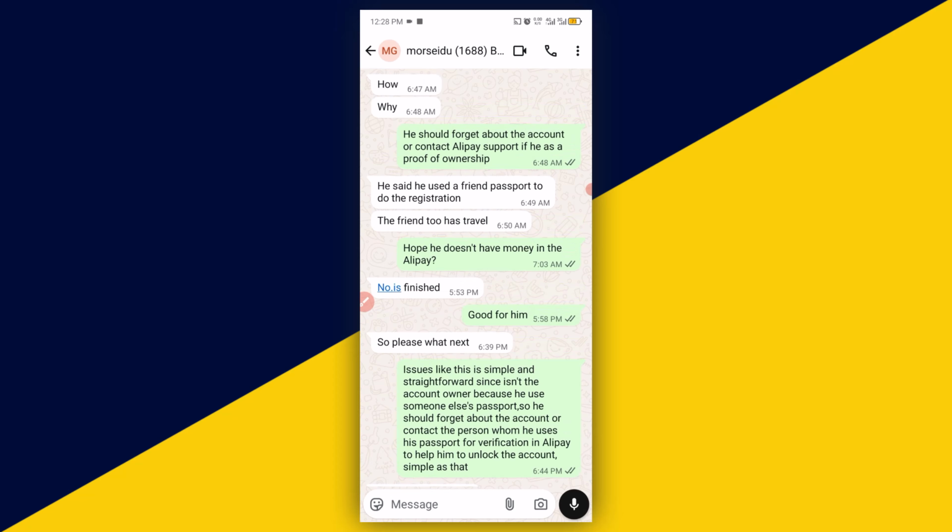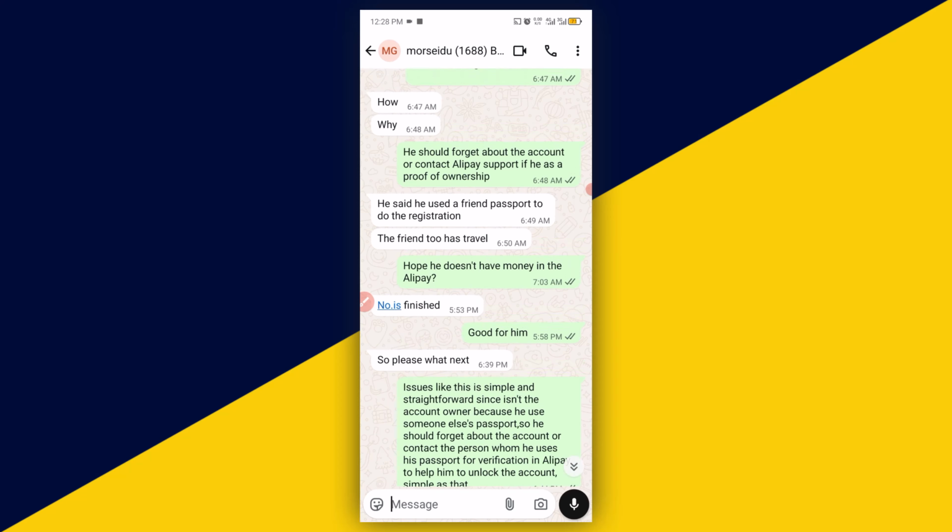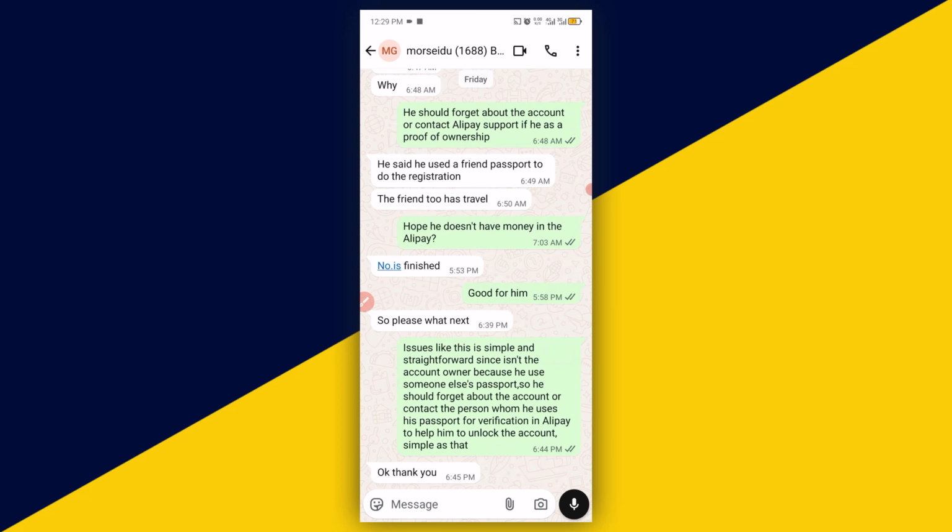Now, the danger here is that if the person whose passport was used to verify the Alipay account is not in the same country or the same region, the account will never be restored. Thank God for this person, they do not have money in that Alipay account. Now, the danger here is that whenever you open an Alipay account, it is always advisable that you use your personal international passport to verify the account. I always say something about this because an issue like this can come up at any point in time. You may fund your Alipay account right now and get logged out or be asked for further verification of the account. So imagine if you are not the owner of the account and you just funded the account. That is how a lot of people are losing money in Alipay.